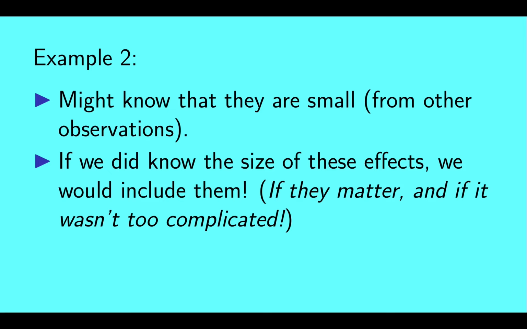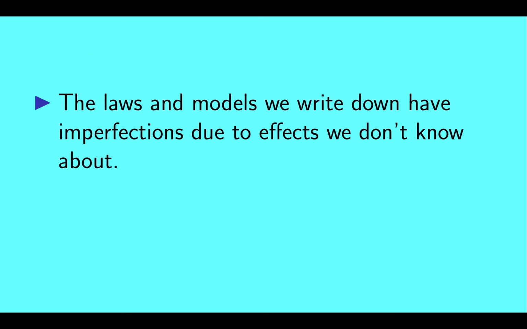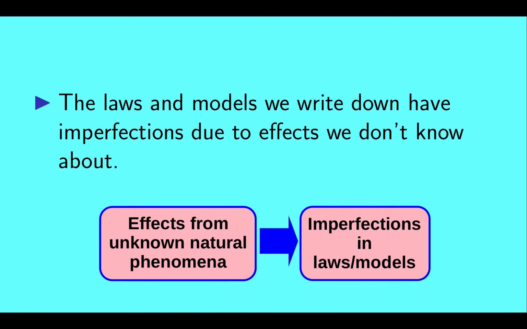Like in the previous case, if we did know the size of these effects, we would include them in our models and laws. That is, if they were large enough to matter and didn't make the problem intractable. So, in short, the laws and models that we write down have imperfections due to effects that we don't yet know about. Effects from natural phenomena that we don't know about yet will lead to our laws and models not perfectly describing reality.